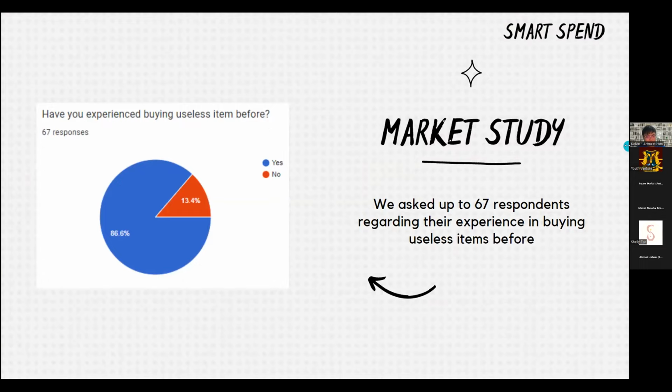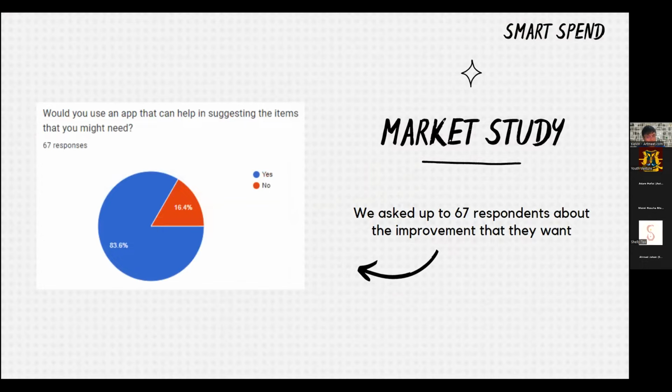So for the market validation, we asked 67 respondents, have they bought any useless product before? More than 86% said yes. And then if there is any app that can help them suggest any item that they need, 83% said yes, they want it.